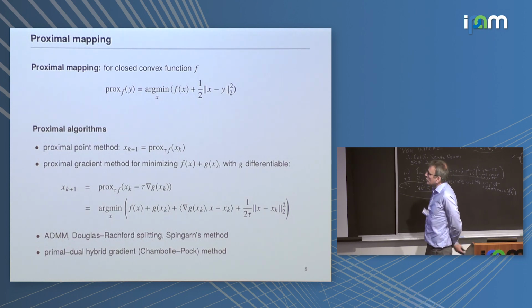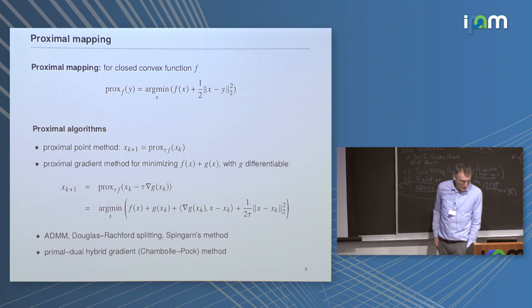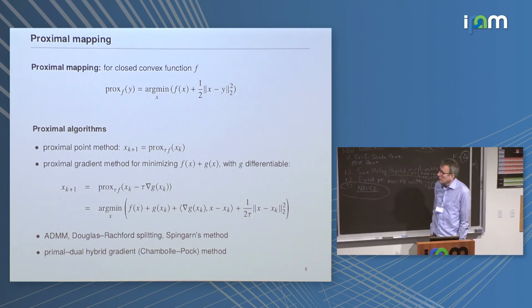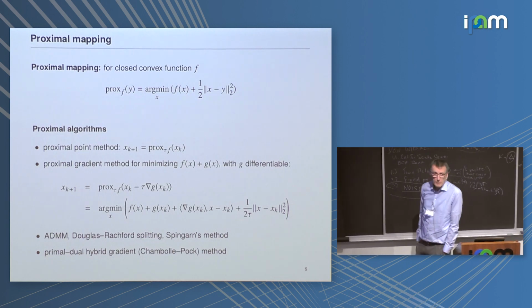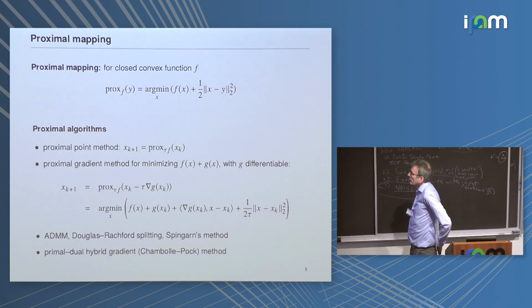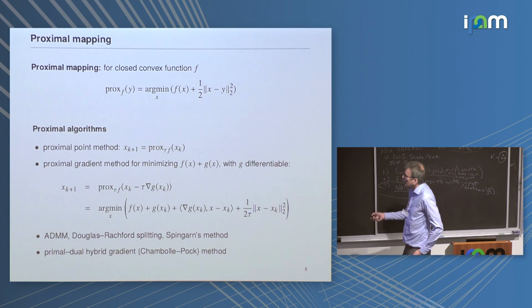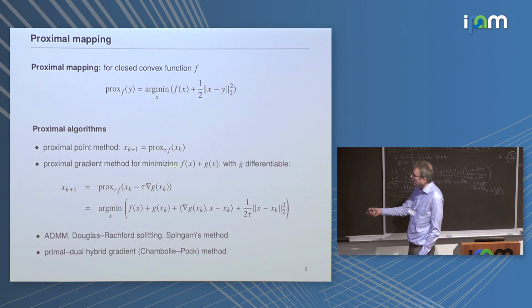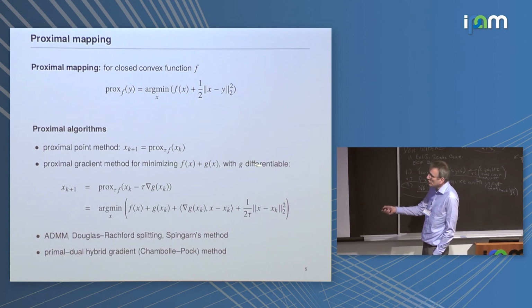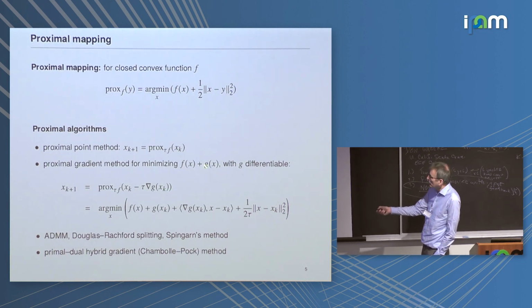And then there are many types of proximal methods that use this operation. Maybe the most fundamental one is the proximal point method. That's just a fixed point algorithm that repeats this proximal operation. If you apply it to the dual, you get the augmented Lagrangian method or the method of multipliers. The proximal gradient methods use this to minimize a sum of a function f and a differentiable convex function. And this is the iteration: you take a gradient step for the differentiable part in the objective and then apply the prox operator for f.